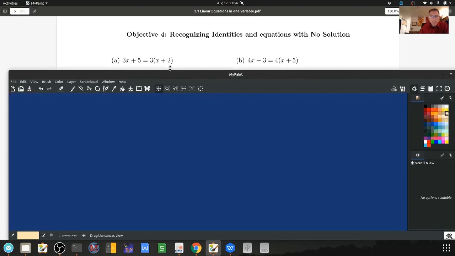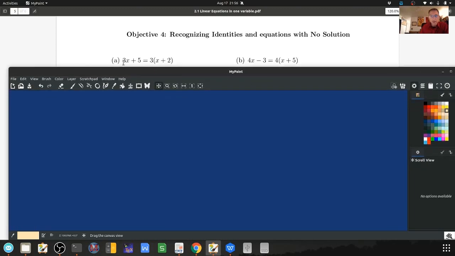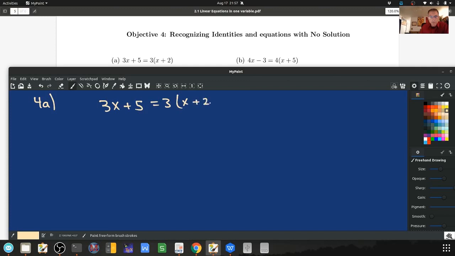So going up, let's see which one of these, I guess we can just call this 4a. I don't know what the numbering is. So let's solve 3x plus 5 is equal to 3 times x plus 2. So I'm not going to do anything to the left-hand side, and I'm going to use distribution over here.